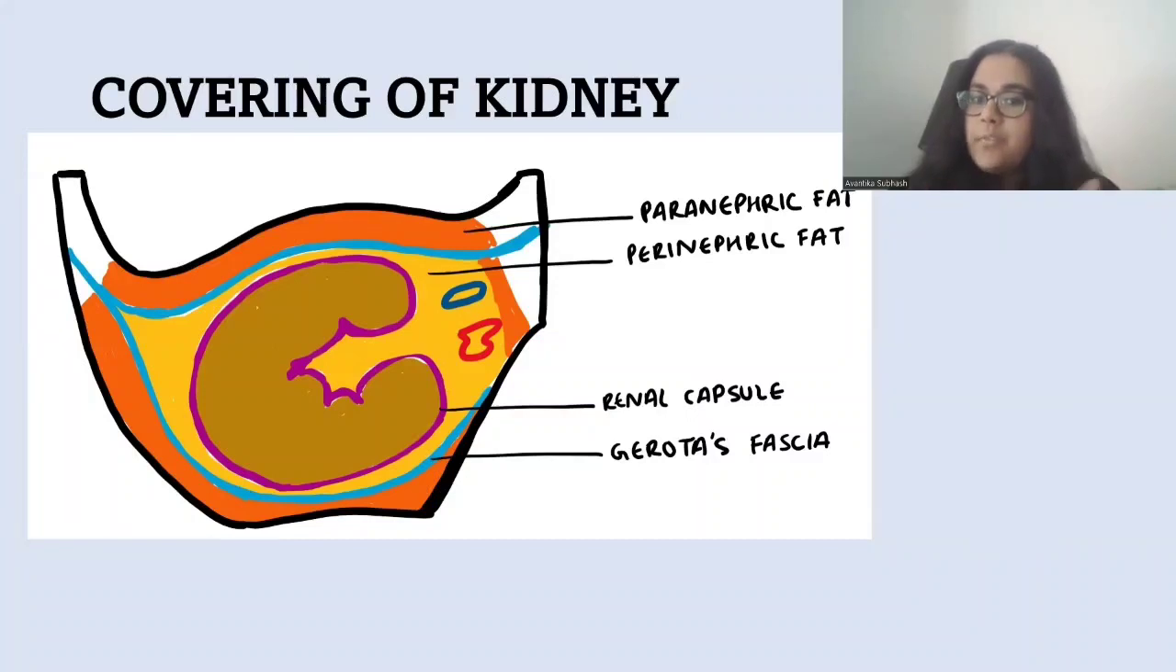Now, this perinephric fat is surrounded by a layer of fascia called Gerota's fascia, also known as renal fascia. And this fascia holds not only the kidney, but also your suprarenal gland. And then finally, we have our outermost fat, which is the paranephric fat, also known as pararenal fat. And this fat is mainly located towards the posterior lateral region of your kidney.